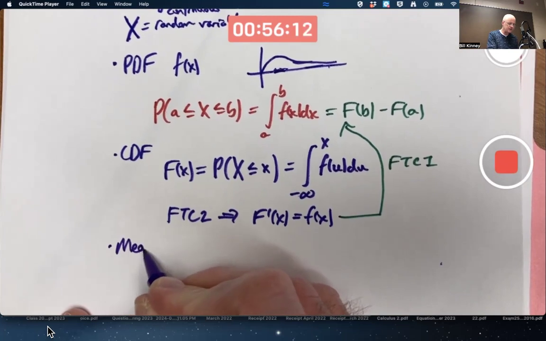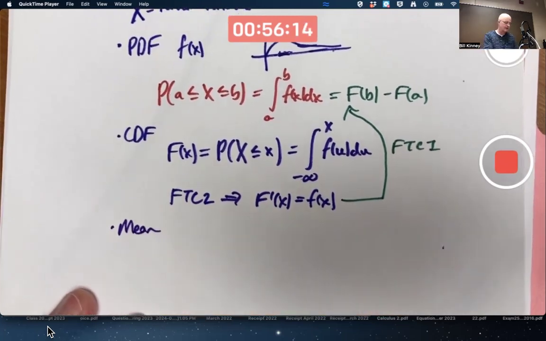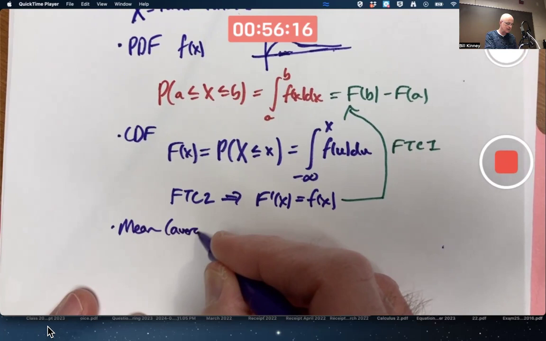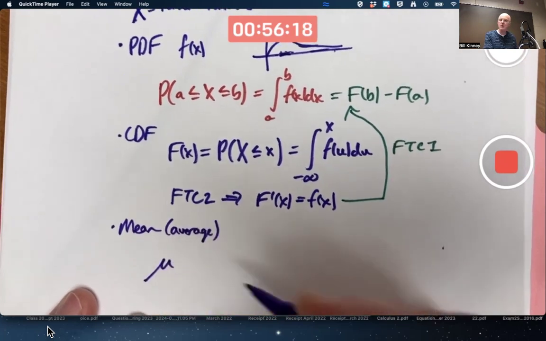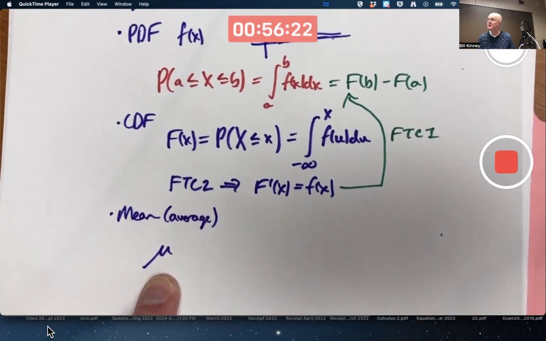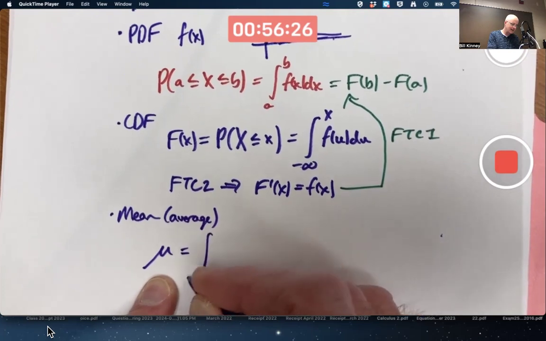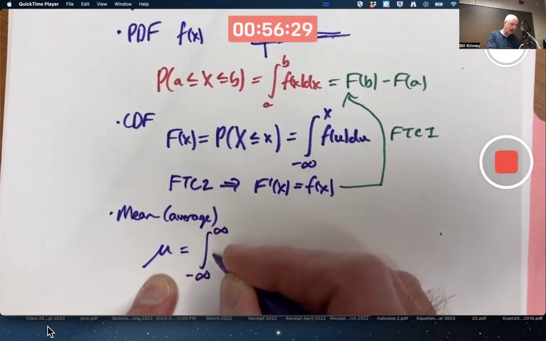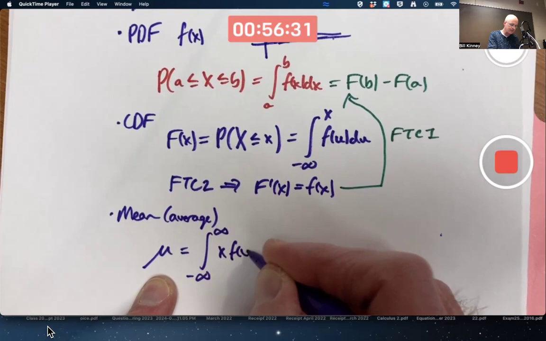The PDF is useful for finding the mean, the average, denoted with a mu. There's mu. I love that letter. Looks like an M, looks like a U. It's called a mu. Isn't that great? Theoretically, it's an integral over all x of x times the PDF.